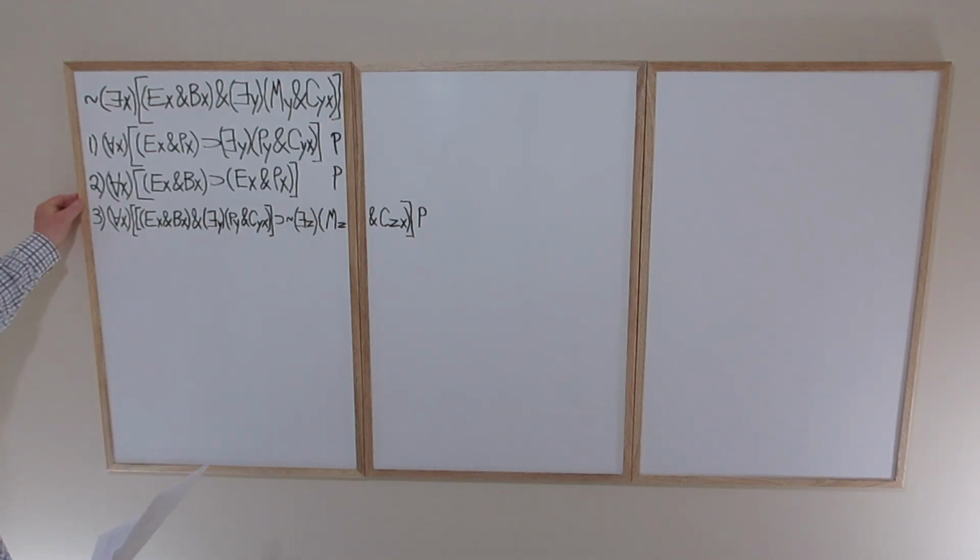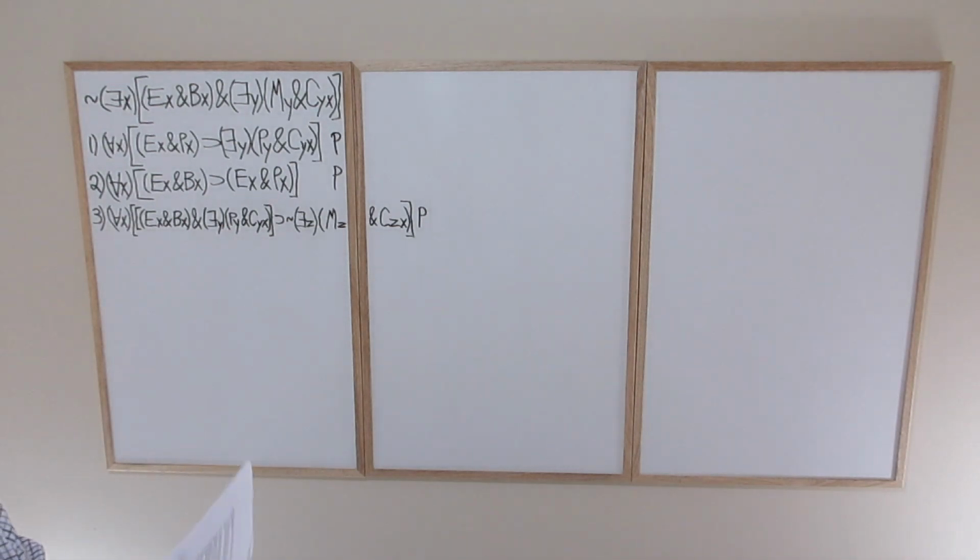Second premise, all X are such that if X is an event and X occurs in the brain, then X is an event and X is physical. That's going to symbolize every brain event is a physical event. This third premise is the tricky one symbolically. It's not so much that it's tricky, it's just long.